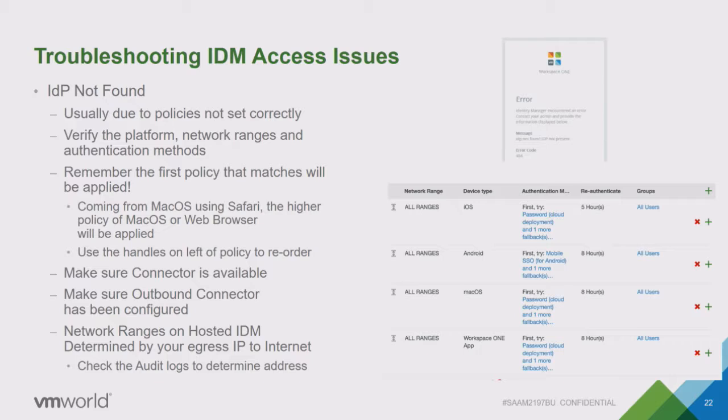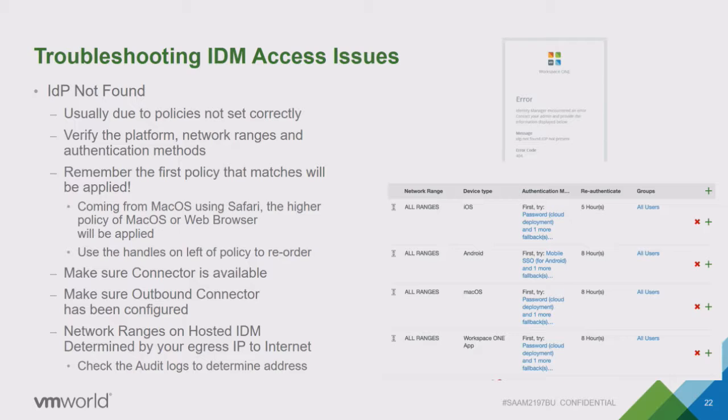Right, so one of the biggest things that you do when you see things like IDP not found is go through your policy set, look at what policies have been set for each of the different operating system platforms. Make sure you validate things like the device type, the network range and the authentication methods. Now, there is a catch-all policy in there for things like web browser. The best practice here is making sure you do your device-specific policies at the top and leave web browser as your catch at the bottom, right?